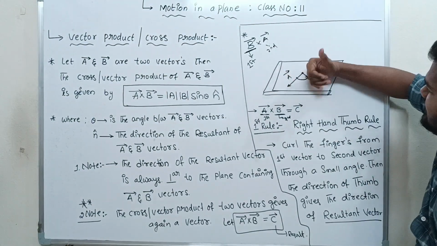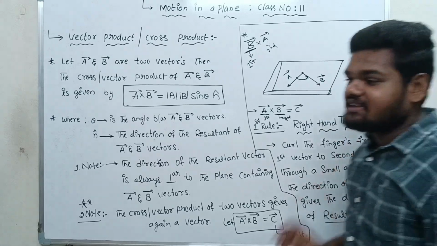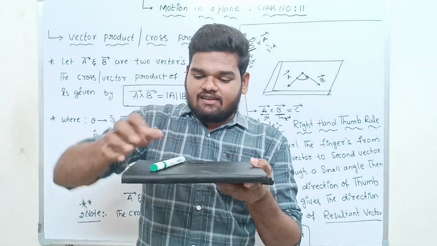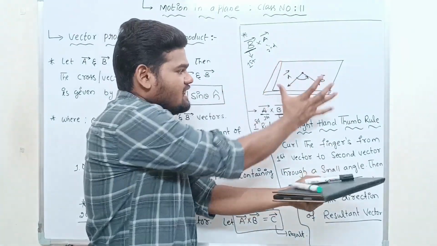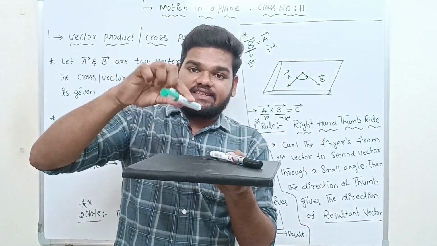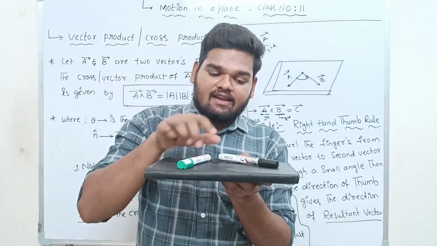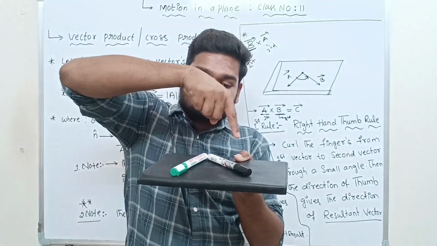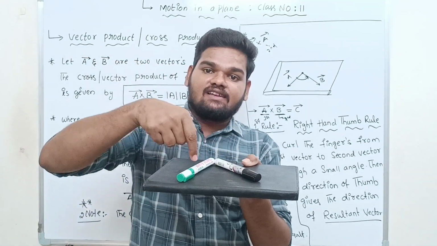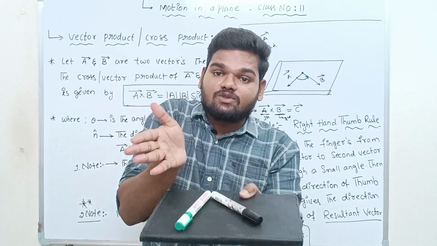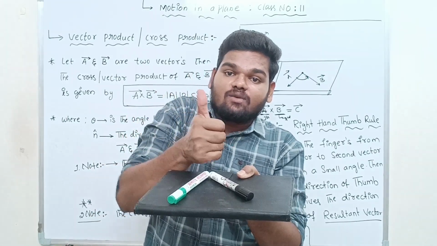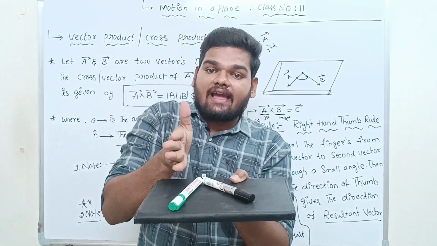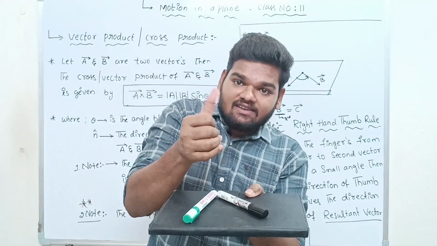Have a look. This is the direction of the resultant of a bar cross b bar. I will show you. So this is a plane, the same plane. In this plane, the green pen is the a bar vector and the black pen is the b bar vector. So the two vectors are like this. This is the smallest angle between the two vectors. Now we have to curl our fingers from the a bar to the b bar vector through a small angle. Then observe the direction of the thumb.